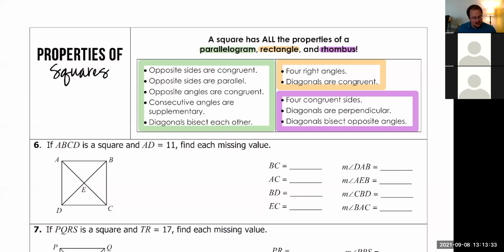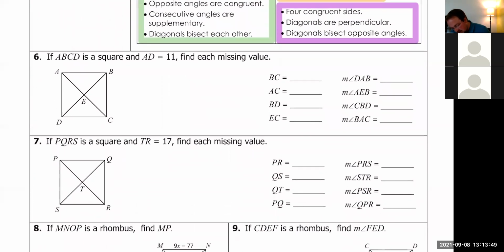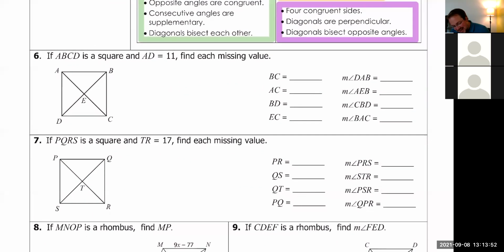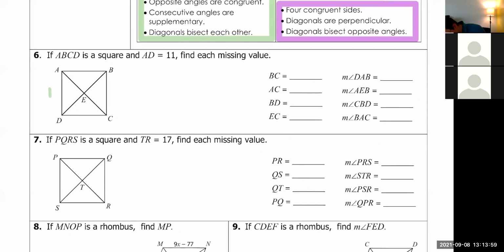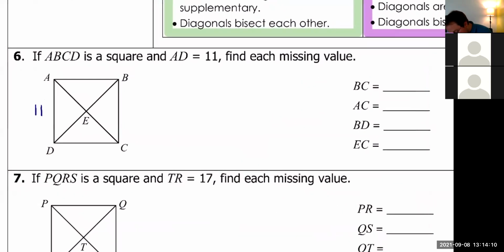So we get to dive right into working through some of these squares here, or at least a couple of them, because they don't get very interesting. Because since they are so unique, a lot of the things are already kind of predetermined. And I'll show you what I mean here. So on our first one here, we are told that if ABCD is a square and AD, which appears to be this left-hand side, is 11, find each missing value. We have some sides, we have some angles. So I'm going to suggest we start with the sides first.